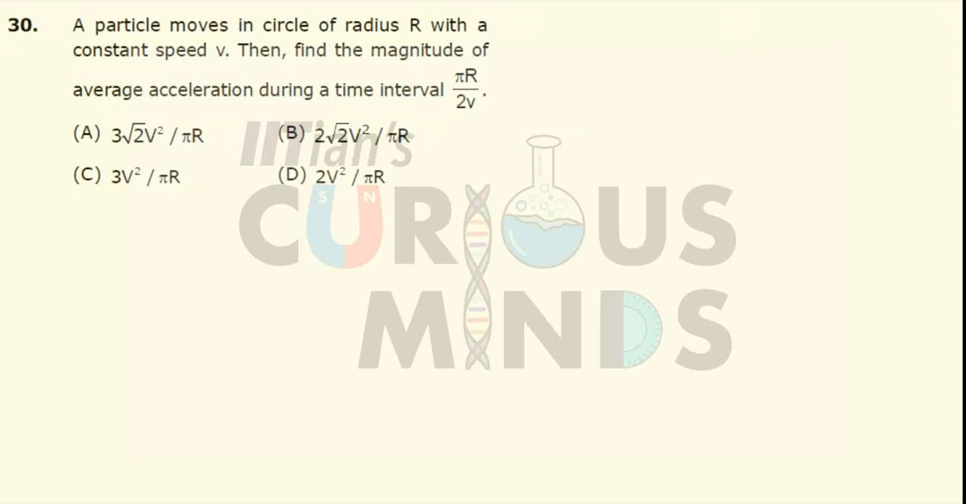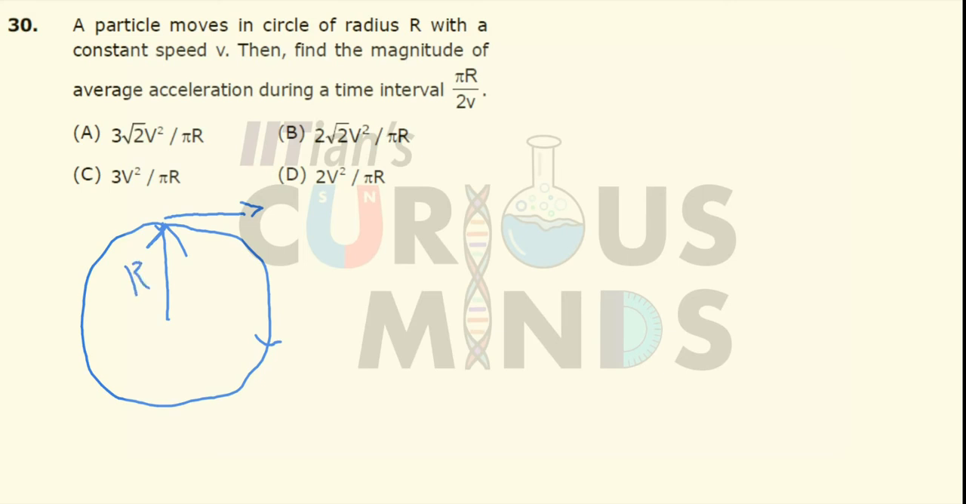A particle moves in a circle of radius r with a constant velocity v. If a particle moves in a circle, clockwise or anti-clockwise, it doesn't matter, in a circle of radius r with a constant speed v, then find the magnitude of the average acceleration in the time interval of pi r divided by 2v.